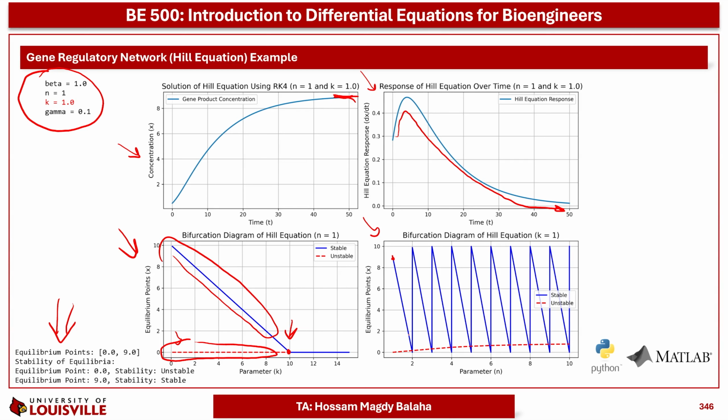So this is 1, this is 2, 3, 4, and so on until you reach the end. So based on these two bifurcation diagrams, you can understand which are your ranges for stability and the others for instability. And also from here, you can know which is a stable equilibrium point and which is not.